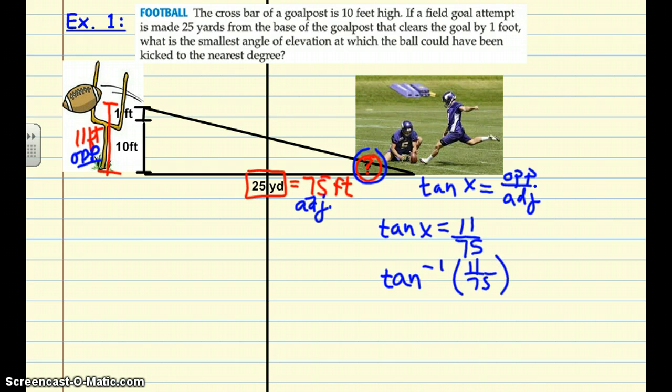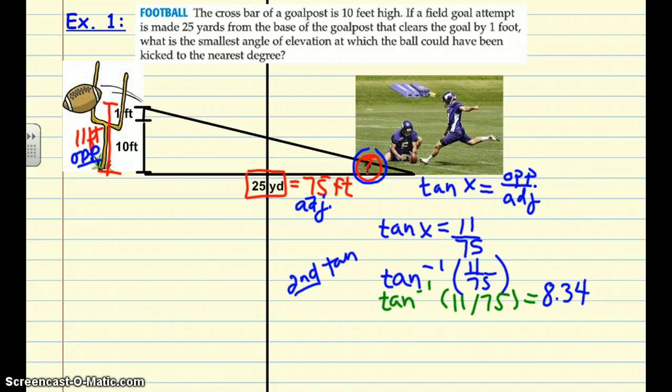So to get that, you need to hit the second key and then tangent. And then it'll give you the option of entering a fraction. And so from here, to enter this in, you're just going to do 11 divided by 75 and close it off with parentheses. And so this should be what your calculator display is showing you. And then just go ahead and hit enter. And when you do that, that should give you a decimal of, rounding to the 100th, 8.34.